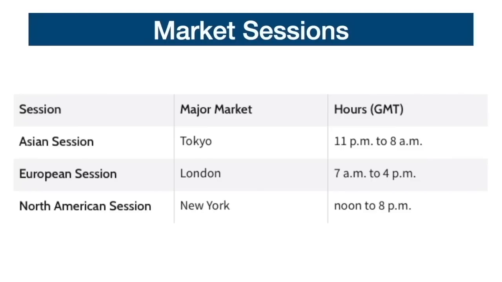Each pair moves differently during each of the 3 sessions, and that is why there are different techniques to use for the different moments of the market. The Asian session is the initial session of the trading week. This session starts at 11 p.m. and closes at 8 a.m.